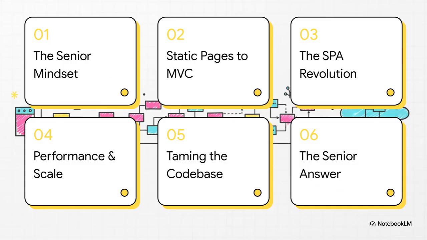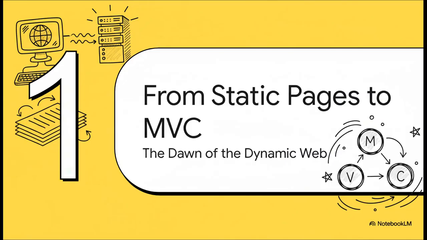So here's our game plan. We'll start with that senior mindset. Then we'll walk through how the web evolved, from static pages to MVC, and then boom, the single-page app revolution. After that, we'll see how we solved all the new performance problems and tried to tame these massive code bases. And finally, we'll wrap it all up so you know exactly how to give that killer, senior-level answer when you're asked about architecture.